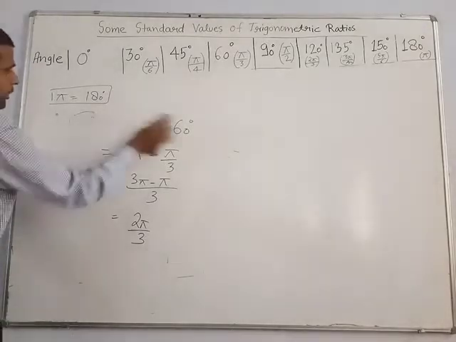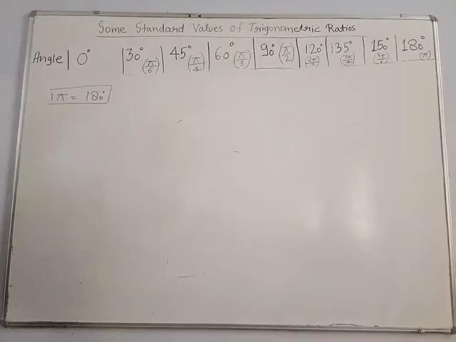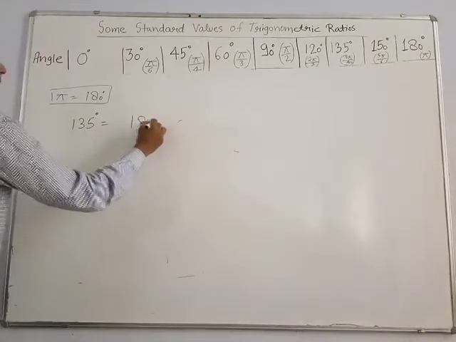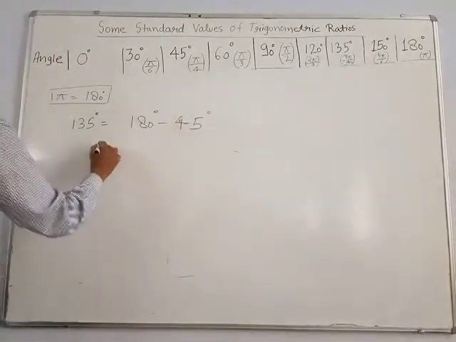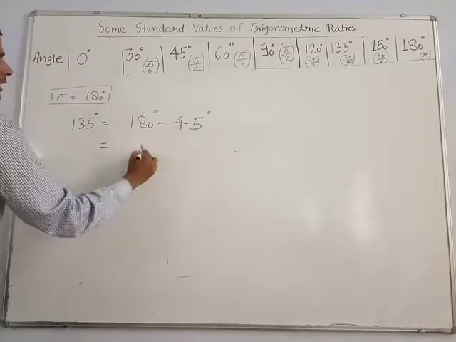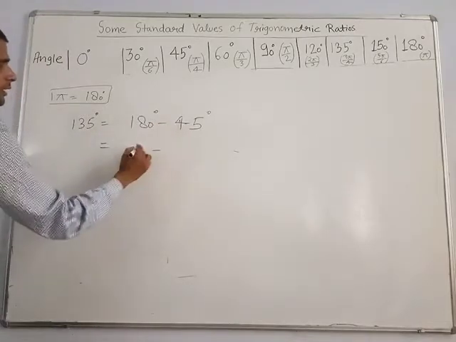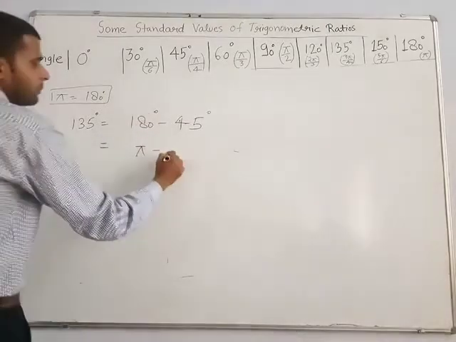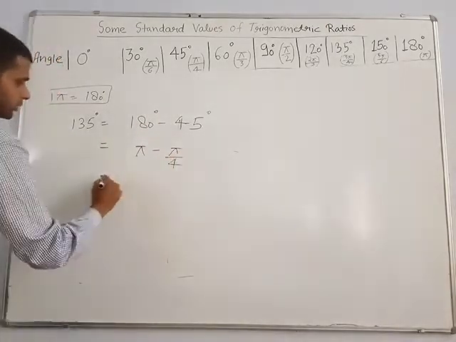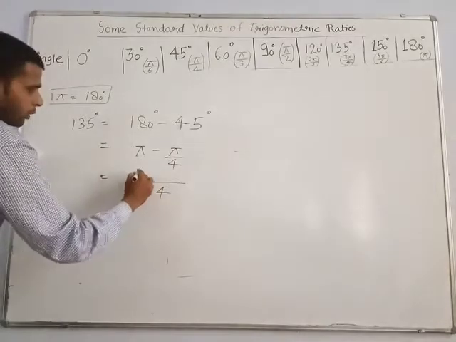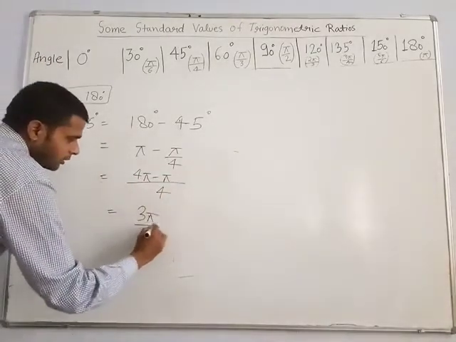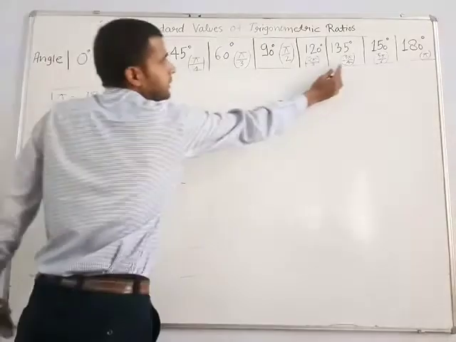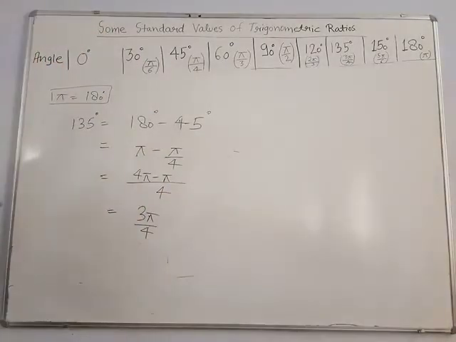Then 135. 135 is 180 minus 45, right? So value of 180 is pi minus 45 is pi upon 4. So you have to take LCM. 4 pi minus pi. So 3 pi upon 4. So value of 135 is 3 pi upon 4, right?